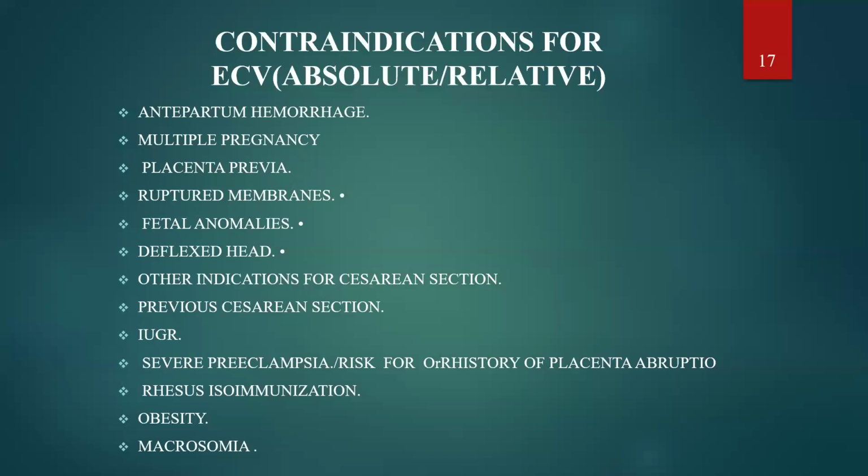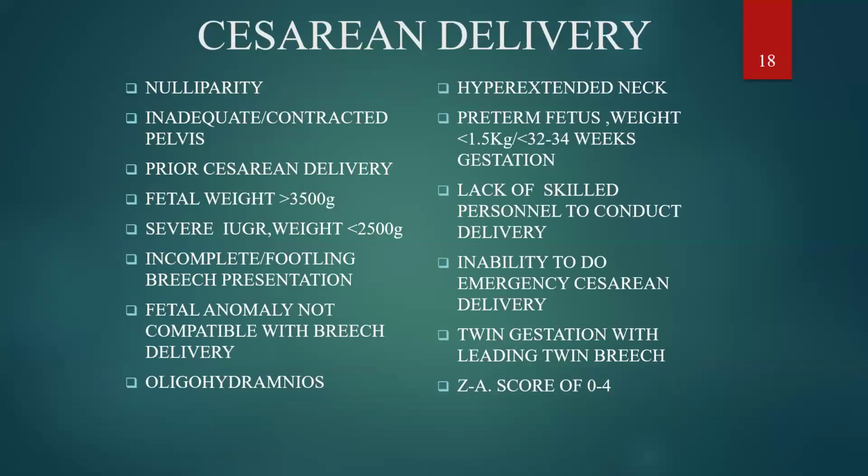Now with that one, for a patient who has had a previous placental abruption and has preeclampsia, the risk is almost double because there's likely to be an abruption again. And also rhesus isoimmunization, obesity, macrosomic babies, we do not do external cephalic version for these categories of patients.